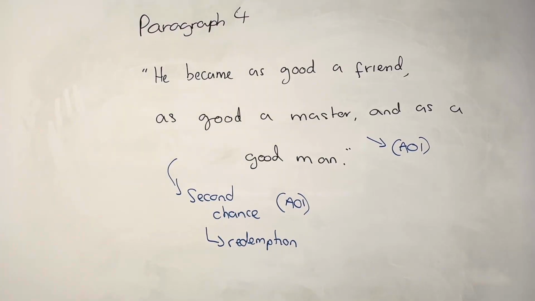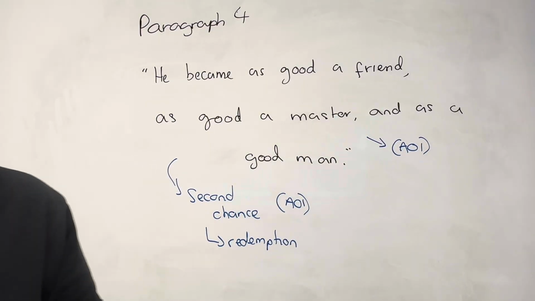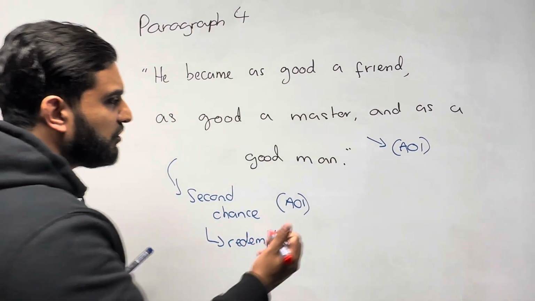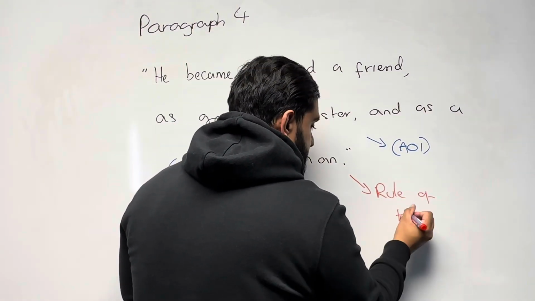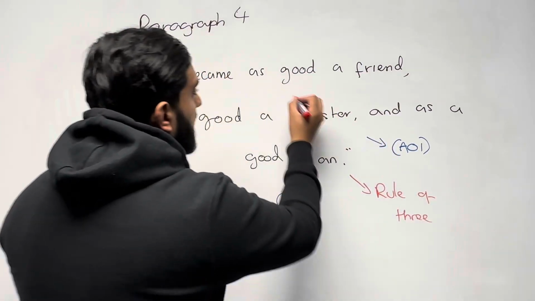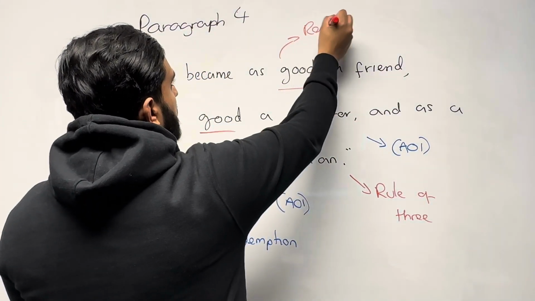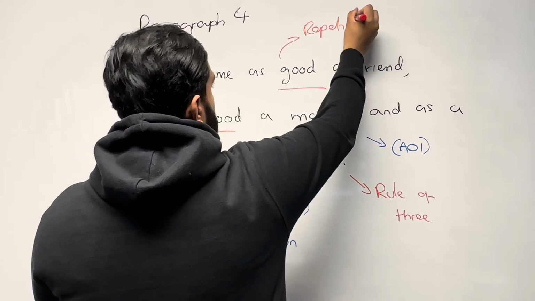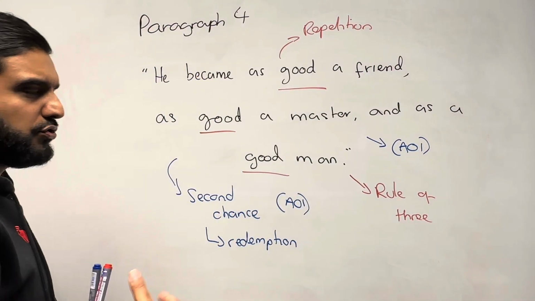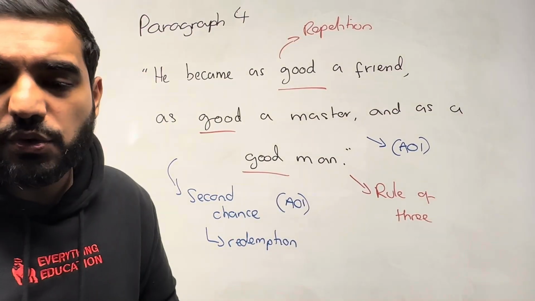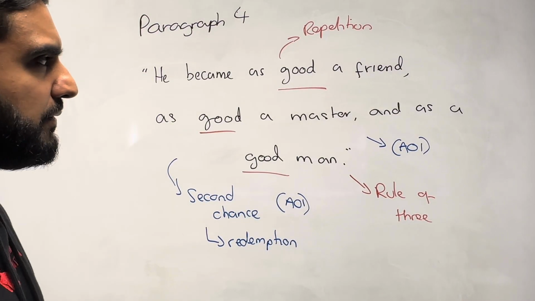He became as good a friend and as good a master and as good a man. Straight away, guys, this quote has lots of rule of 3. And it has repetition, good, good, and good. So guys, we have rule of 3 when it gives us the 3 qualities that he becomes, and then we have repetition of good, good, and good. Now, guys, what can we say about this quote? He became as good a friend.